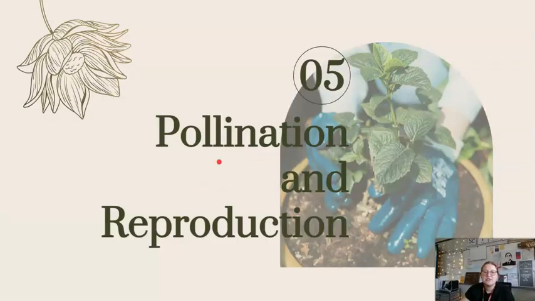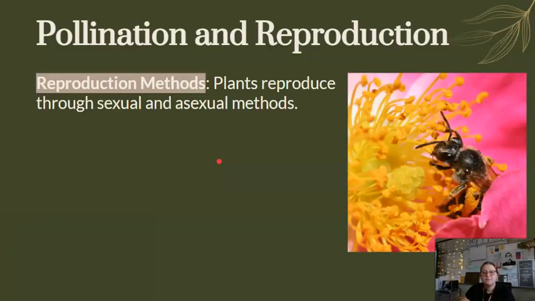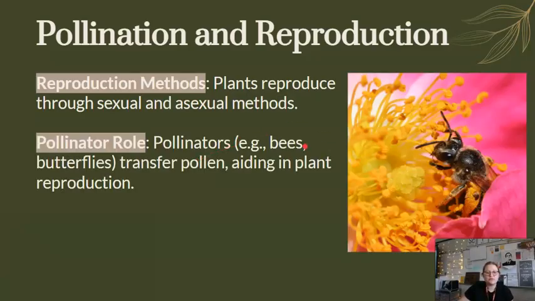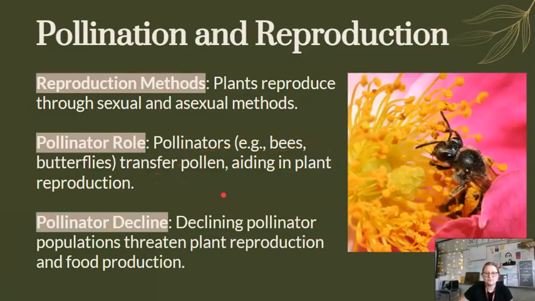Then we have pollination and reproduction. So reproduction methods: plants reproduce through sexual and asexual methods. That means that sometimes plants don't need another plant, they just create a clone, but sometimes they do need another plant, or use another plant, to get better genetic diversity to create seeds and fruit. And the pollinators, the bees, the butterflies, transfer pollen, aiding in plant reproduction.